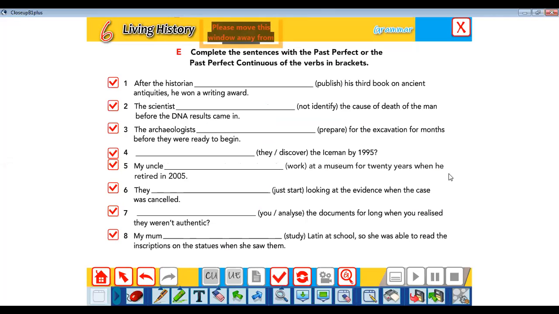Now exercise E. We'll try to finish it now. Here we will use the past perfect simple or the past perfect continuous according to the sentence. So number 1, who can answer? Had published. Very good. Number 1 will be had published. What about number 2?